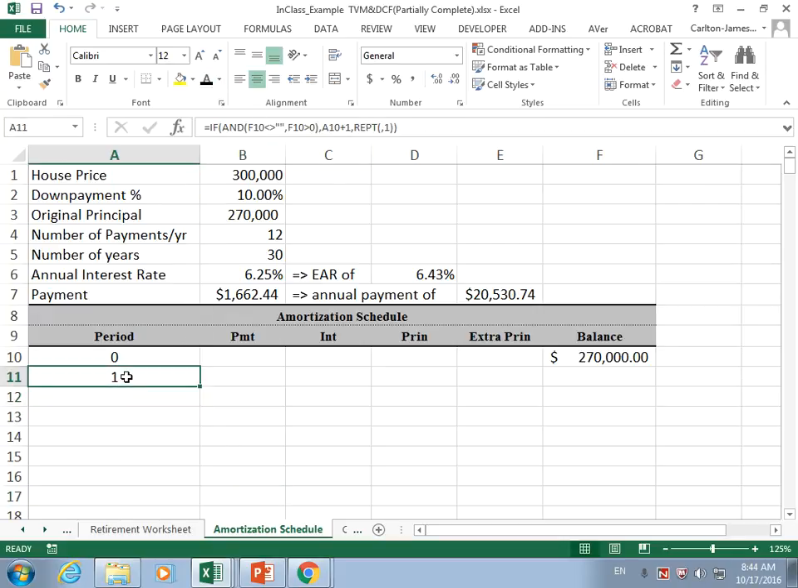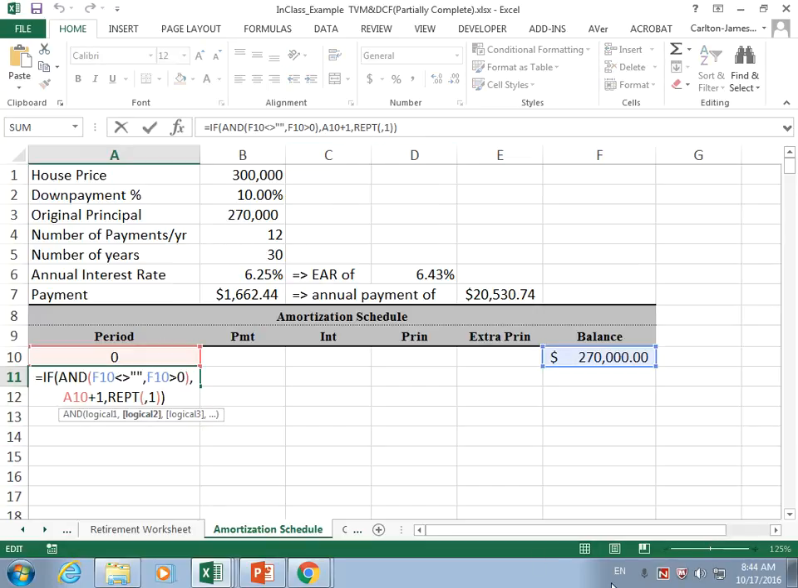So this is period 1, 2, 3. What's in this cell that's hidden here is a formula that says the following. And some of this is redundant. I just wanted to introduce some more, shall we say, Excel functions. So it says the following: if you still have an outstanding balance, then add one more period to your payments.